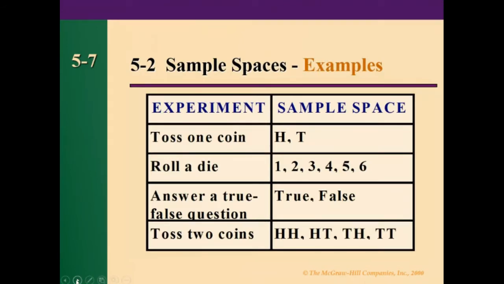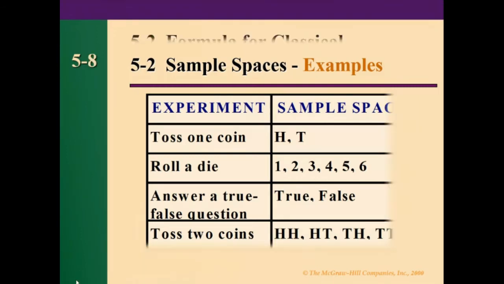So here are some experiments. Tossing a coin: the sample space is head or tail. Those are the possible outcomes. Rolling a die: since a die has six numbers, 1, 2, 3, 4, 5, and 6. Answering a true or false question, the sample space is only 2, either true or false. And then tossing two coins, just like what I've shown before. So HH, HT, TH, and TT.